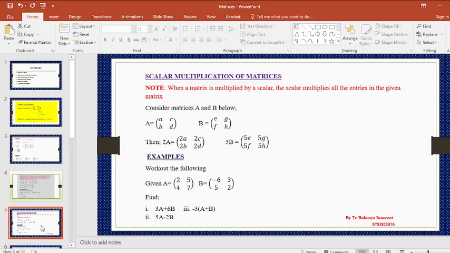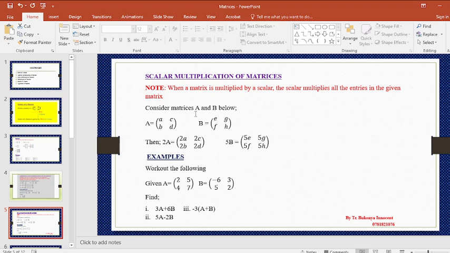Okay, then let's go here, scalar multiplication. Now people have some challenges with scalar multiplication of matrices. When a matrix is multiplied by a scalar, we take an integer, any value, to multiply the whole of the matrix. So we are saying that when a matrix is multiplied by a scalar, the scalar multiplies all the entries in the given matrix.